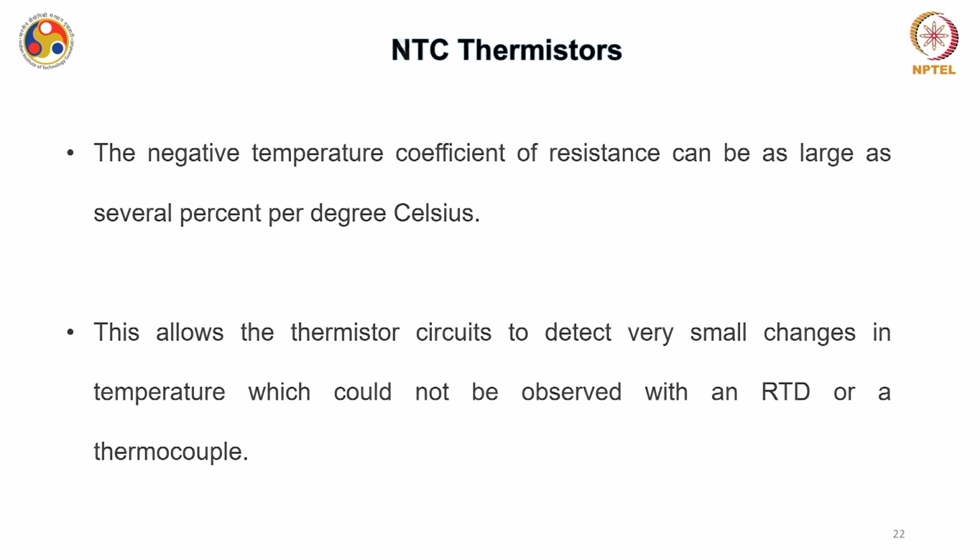and that is reflected in the form of a sharp increase in the resistance. Now the NTC, negative temperature coefficient of resistance, of NTC thermistors can be as large as several percent per degree Celsius. This allows thermistor circuits to detect very small changes in temperature, and this is what differentiates it from RTD devices. This small percentage change per degree Celsius was not possible with RTD.